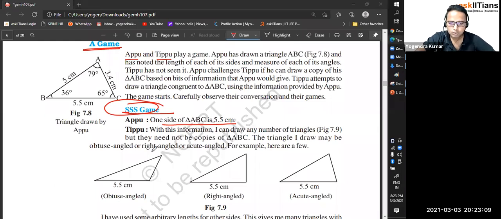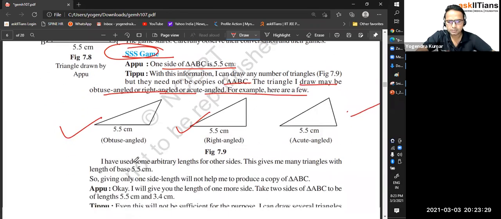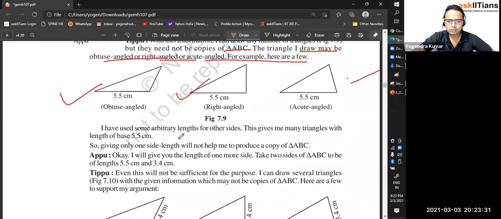Are you getting it? I can draw any number of triangles, but they need to be copies of triangle ABC. The triangle I draw may be obtuse angle, right angle, or like this. So many triangles are possible. You can see here these figures with 5.5 centimeter as base. I have used some ordinary length of other sides. This gives me many triangles with the same base. So giving only one side will not be sufficient to draw.